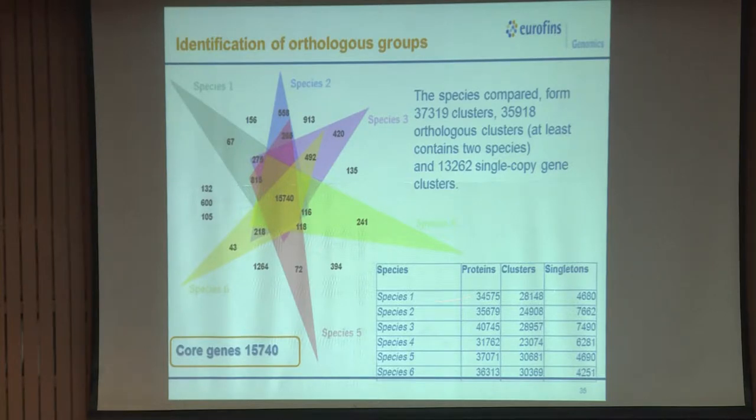So in these 6 species, we have 10,740 genes which are common. These are called core genes, and we also have some unique species-specific genes lying here, and we will also have some common genes between 2 of the sets, 3 of the sets and so on.